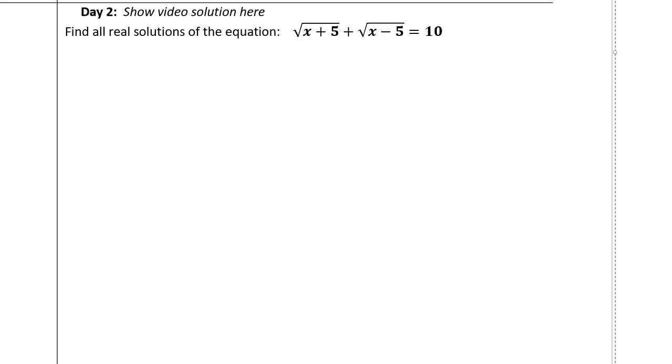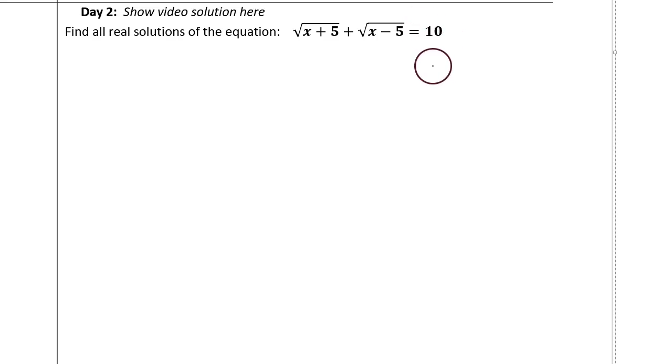Here's the solution for day 2. Find all real solutions of this equation. We could solve this using algebra, or you could use the graphing calculator. The left side of this equation, input for y1. For the right side of the equation, input that for y2.